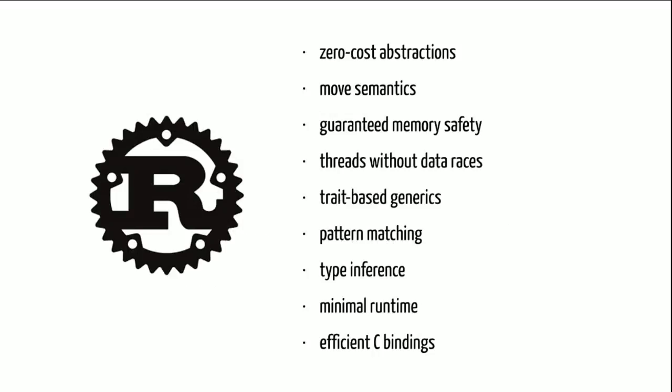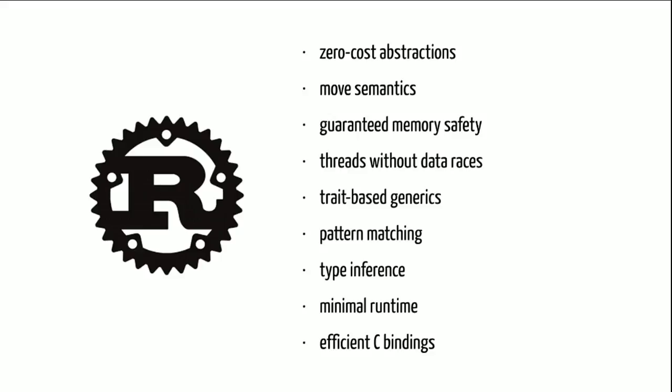So some other things that stand out. This is the list on their website, the bullet points of what it does. It's got zero cost abstractions, guaranteed memory safety, threads without race conditions, which is a great thing. There's also pattern matching, which is similar to what we use in Elixir and Erlang, so it's a nice match. It has type inference as well, which is good. And the bottom one here is efficient C bindings.